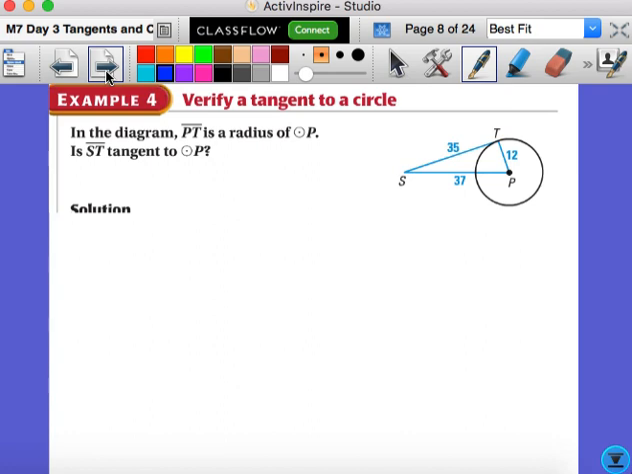So with that, it says in this diagram, PT is a radius, and we want to know, is ST a tangent or not? So it looks like it's only touching once, but maybe it's not. Maybe it's touching more than once. So to test that, this point of tangency and the radius should be forming a 90-degree angle. So I'm going to put a question mark inside of that 90-degree angle just to signify to myself, I'm not sure if that's true or not, because I'm trying to test that.